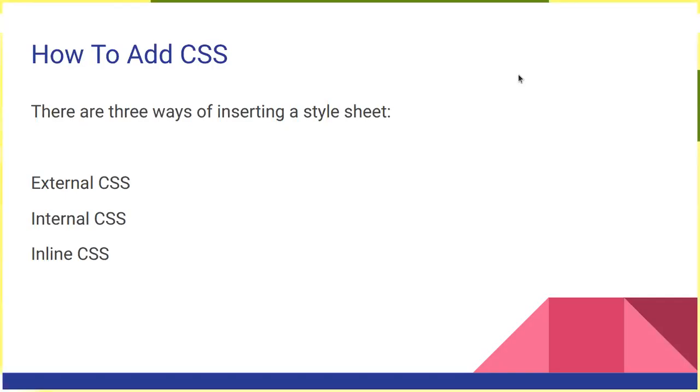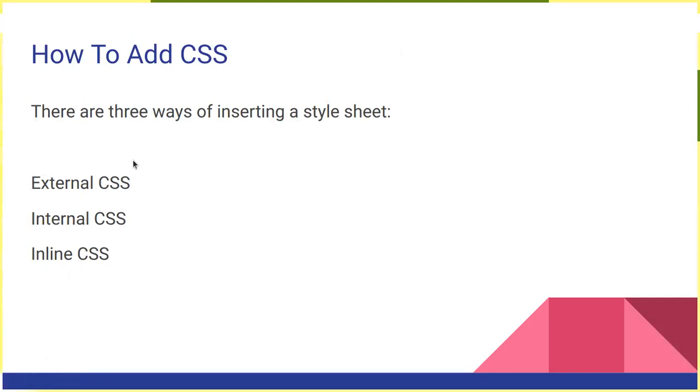We have discussed the CSS index, then how to pick the selector. Now we are going to talk about the three ways we can add CSS to our web pages. One is external CSS, the second one is internal CSS, and the third one is inline CSS.